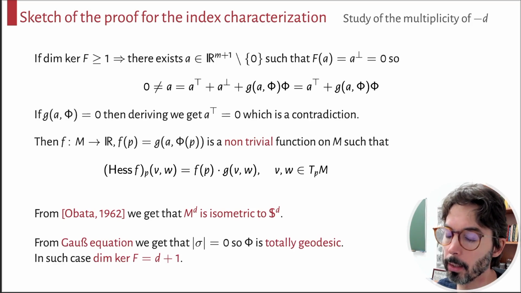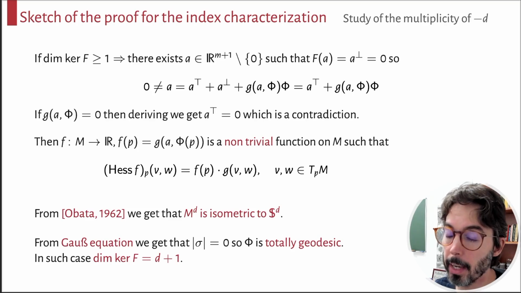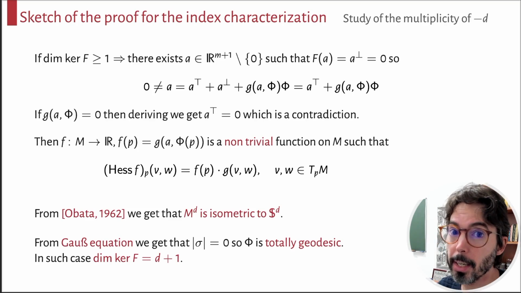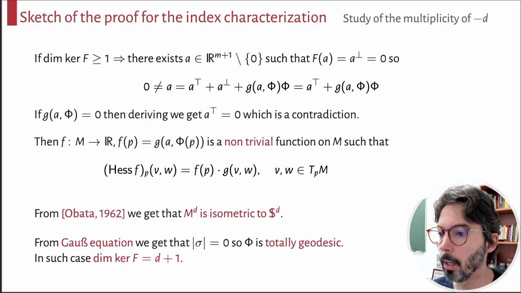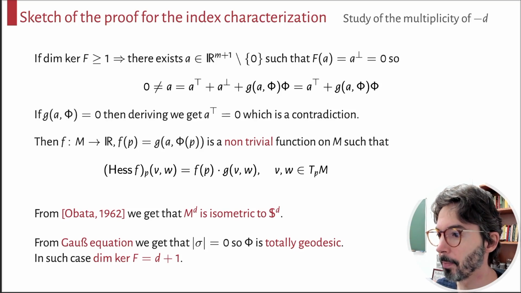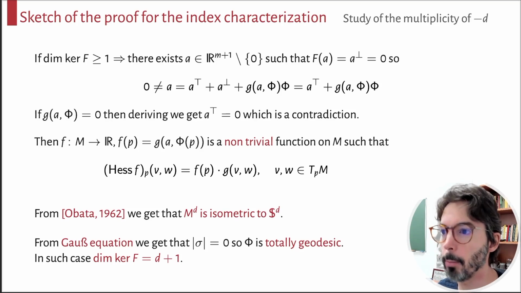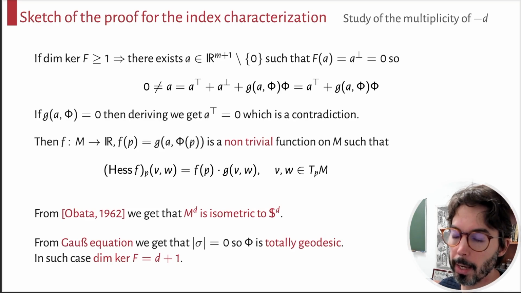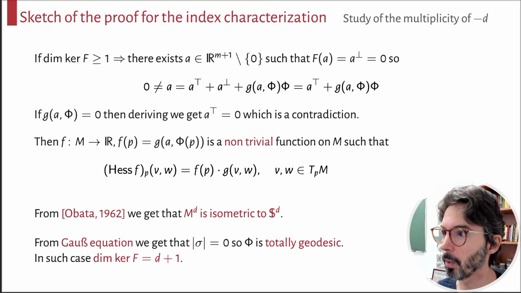Now, if we look at the Gauss equation, we actually get that the length of the second fundamental form is 0. So phi is actually totally geodesic. That is, phi is actually a totally geodesic great sphere. In such case, it is easy to see that the dimension of the kernel is actually d+1. That shows the claim and proves the result of Simons.